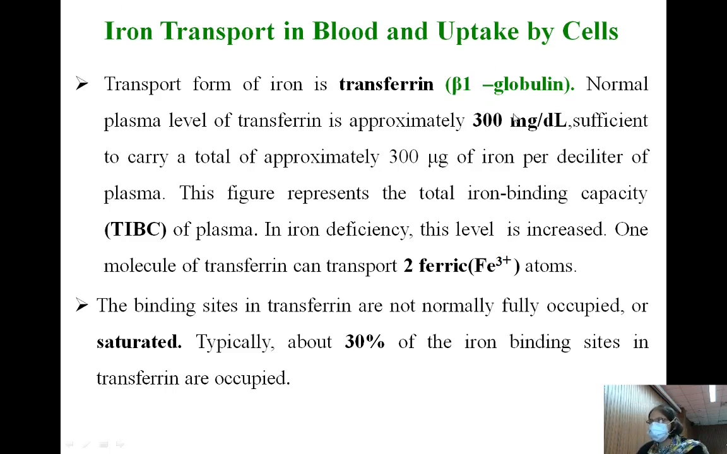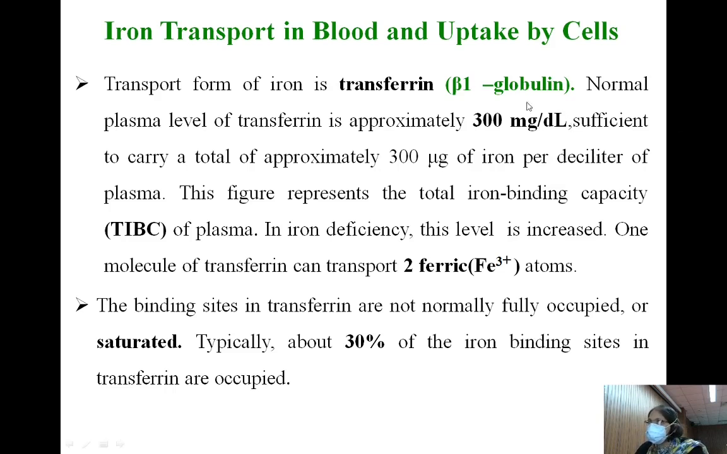You have to write down these figures. The normal plasma level of transferrin is approximately 300 milligram per dl. This 300 milligram per dl is sufficient to carry a total of approximately 300 microgram of iron per deciliter of plasma, because one transferrin has two binding sites for the 2 ferric iron, isn't it?